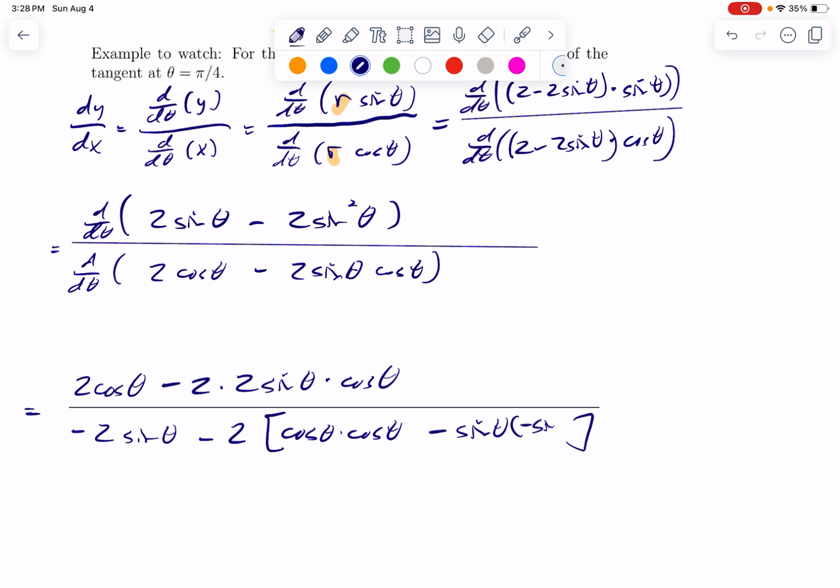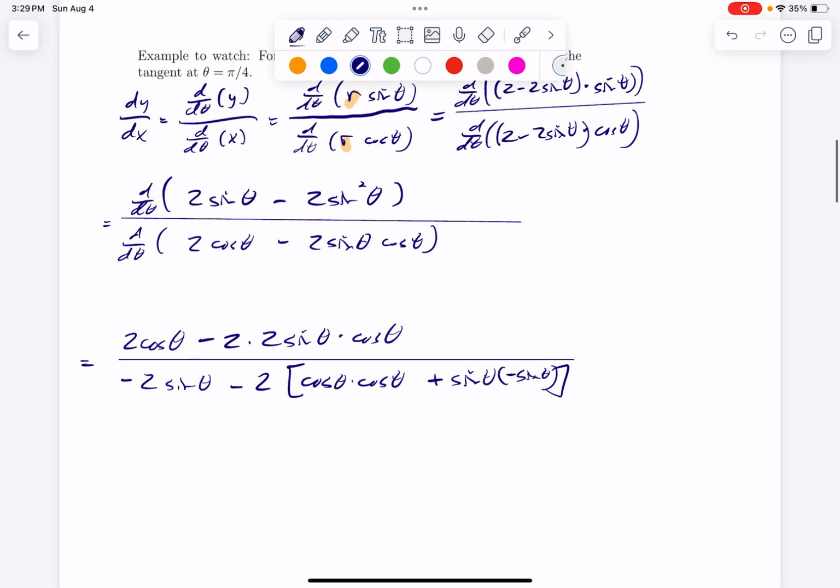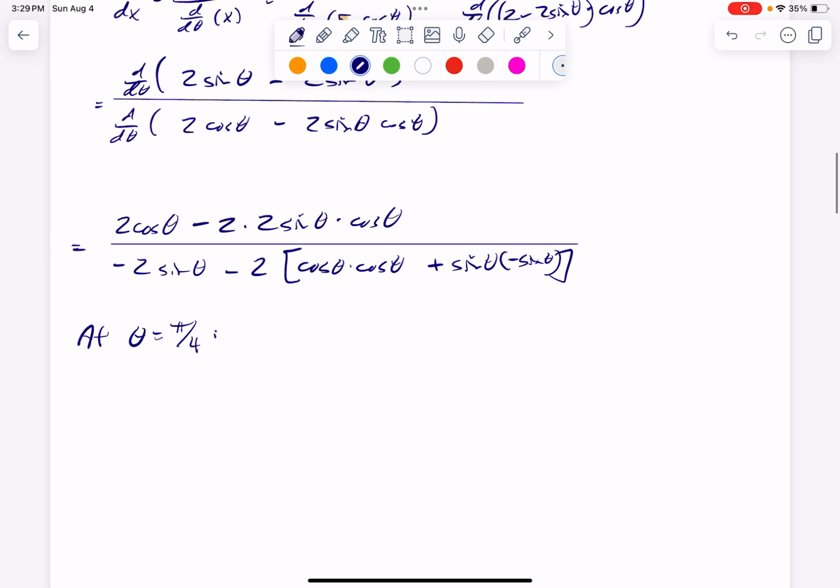Actually, give me a second. Plus, the first times the derivative of the second. Okay, I'm not going to simplify this, I'm just going to plug in right away. So at theta equals pi over 4, let's evaluate and see if this works out to anything reasonably nice.